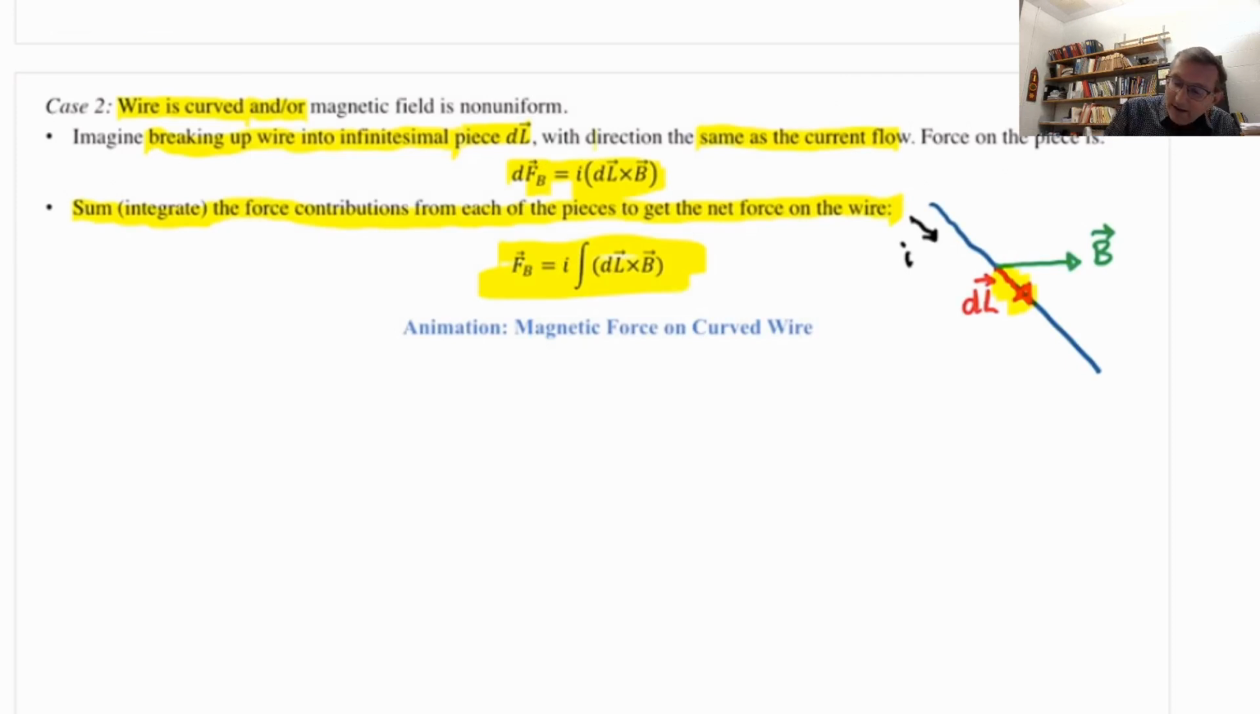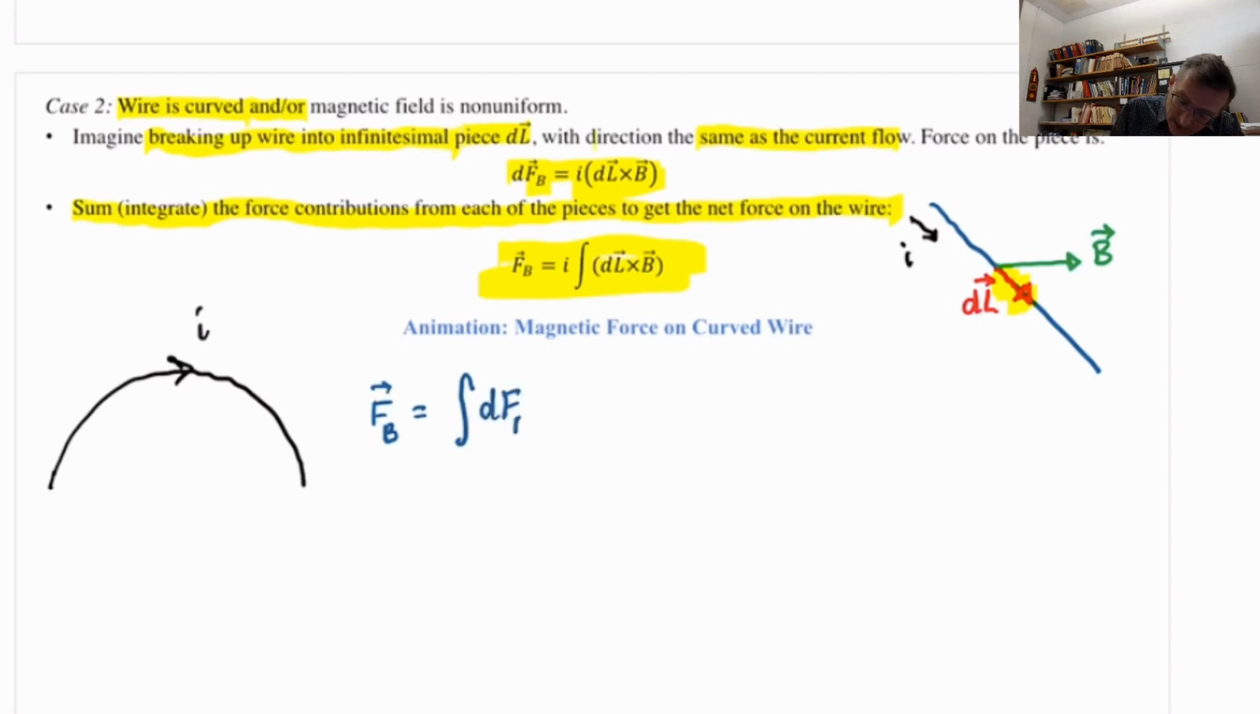And so what we're saying is, for that semicircular arc, the current I flowing around clockwise, I have to break it up into little pieces, dl, find the magnetic force dFb on each piece, and then to get the total magnetic force, FB arrow, I have to add up, i.e. integrate, all the dFb's. And that means do the integral of I times dl cross B. You can bring the I out front because every little piece has the same I.